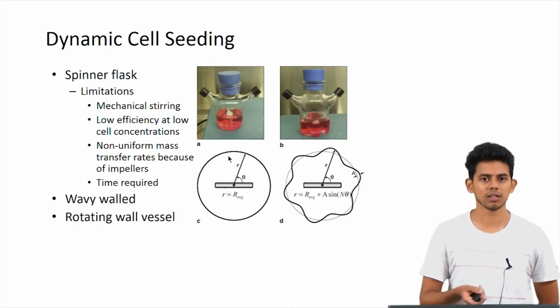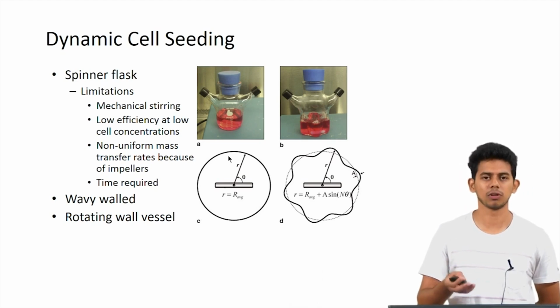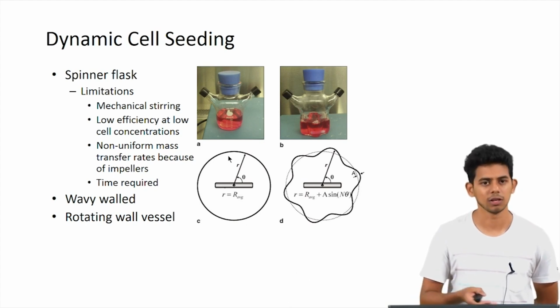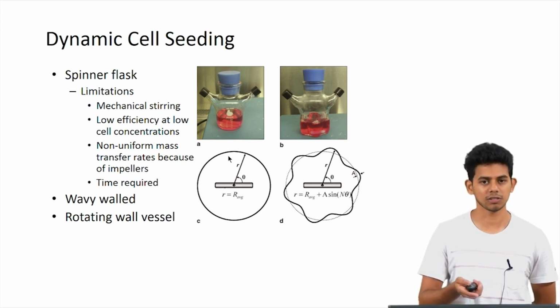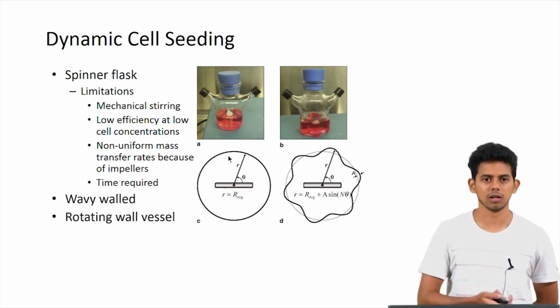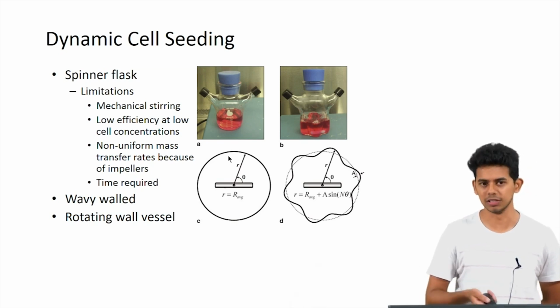So here what is done is it's ensured that the cells end up penetrating throughout the scaffold and they are distributed in a more even fashion. So these are some of the techniques normally used for seeding the cells within the bioreactor. So a spinner flask uses normal mechanical stirring to ensure that the cells are seeded completely into the scaffold. But the spinner flask has some limitations which are mentioned here.